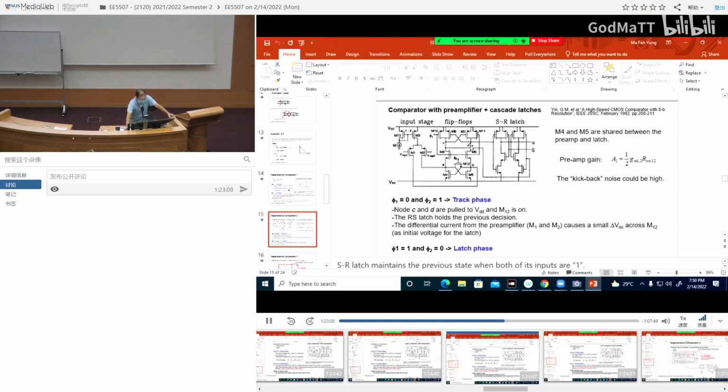And then when these two pull high, what happens to this SR latch? What's the property of the SR latch? How does the SR latch work?